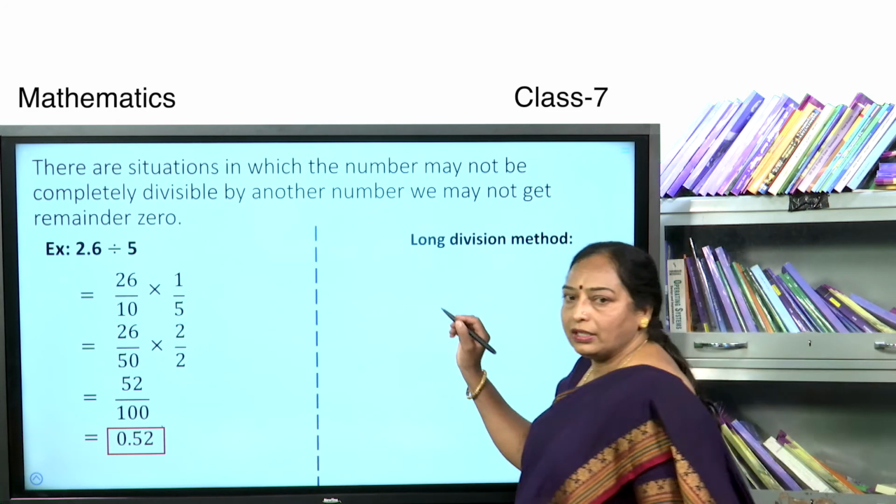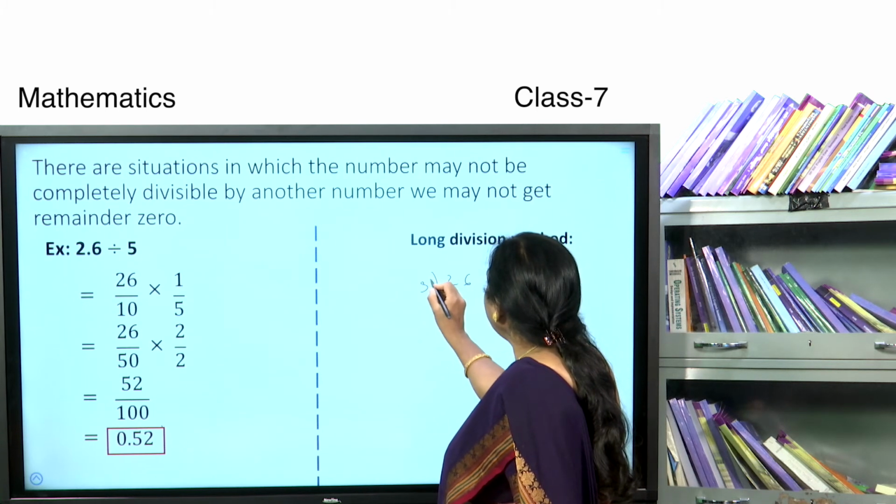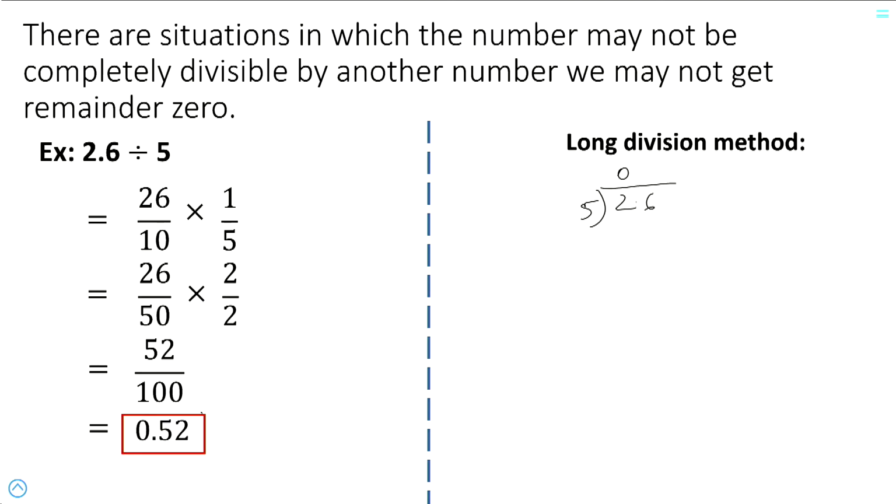Let us divide this using the long division method. We will divide 2.6 by 5. 2 is not divisible, put 0. 5 5s are 25, 26 minus 25 is 1, we get the remainder as 1. It is a non-zero remainder. Therefore, we should write zeros after 2.6, as many zeros as are needed. Bring down 0, it will become 10, then 5 2s are 10, 10 minus 10 is 0, remainder is 0.